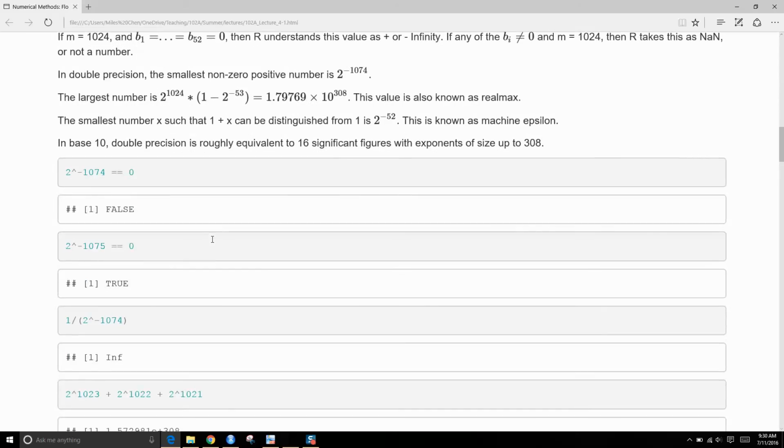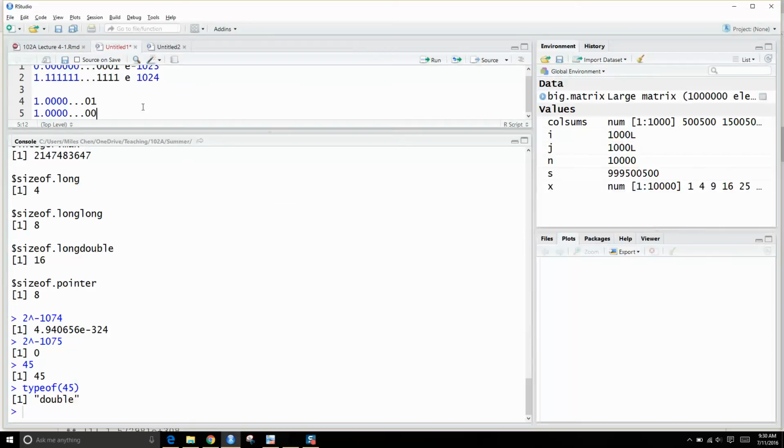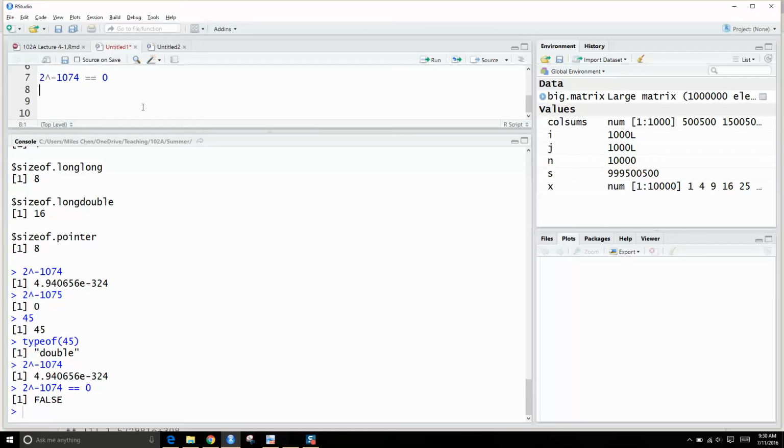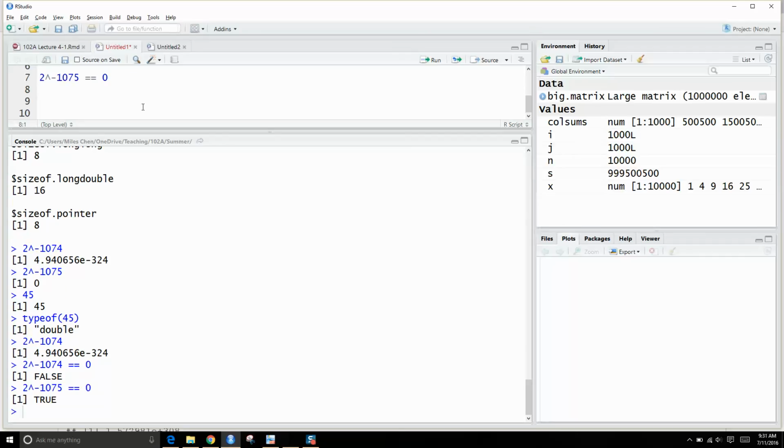Okay, all right, and so here are a few things, and I showed some of these. So again, the smallest number we can have is 2 to the negative 1074. Okay, 1023 plus basically 51 spots out. So we can say that this is not equal to 0, and we can say, is that equal to 0? And it's going to say false. Okay, but if I put in 1075, R does not distinguish this from 0. This is equivalent to 0 in R's mind.